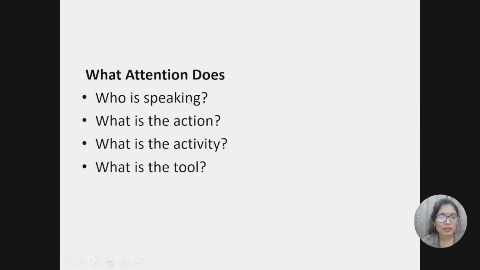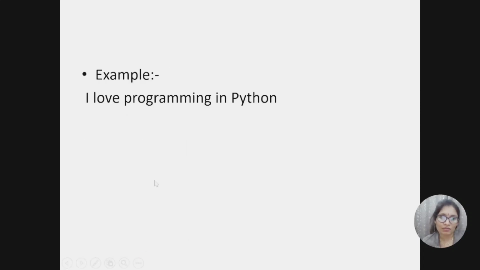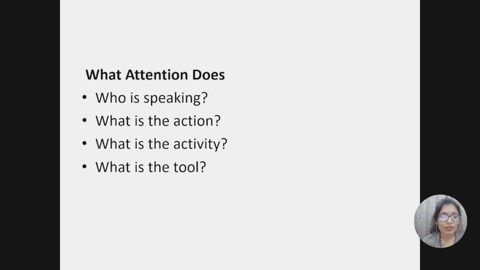Who is speaking? I is the speaker. What is the action? Love. What is the activity? Programming. What is the tool? Python. I use this example so that self-attention helps the model answer very basic questions, and attention helps the model connect these relationships mathematically.